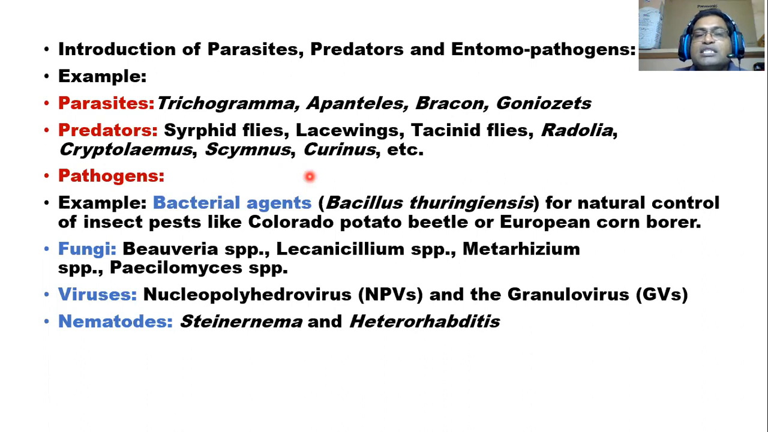And if you are increasing the population of predators, or giving the environment for the predators to breed, if your land is free from chemicals, then automatically they will increase the population, parasites and predators. And pathogens also you can use to kill your insect pests, especially the bacterial agent Bacillus thuringiensis, BT. Nowadays everywhere they say BT brinjal, BT corn, BT cotton. This means BT, bacteria, Bacillus thuringiensis, producing toxin. This toxin-producing gene they isolated and inserted into the crop, GM crops.